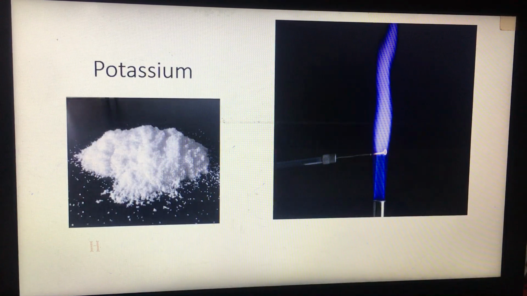And the second metal is potassium. This is a potassium powder, and this is the flame of the potassium, which is lilac. The color is lilac, which is light purple.